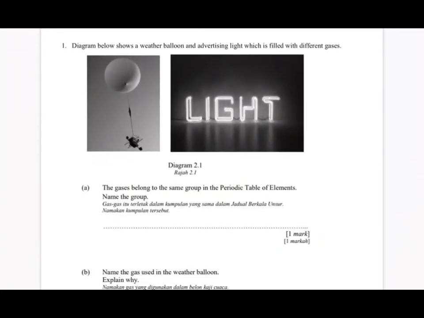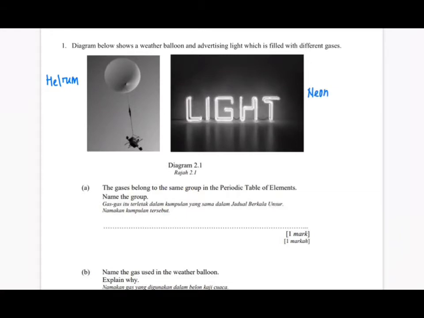Okay, question number 1. The diagram shows the weather balloons and the advertising light, which are filled with different gases. For the weather balloons, we know that normally we will use helium gas. And for the advertising light, we'll use neon gas.